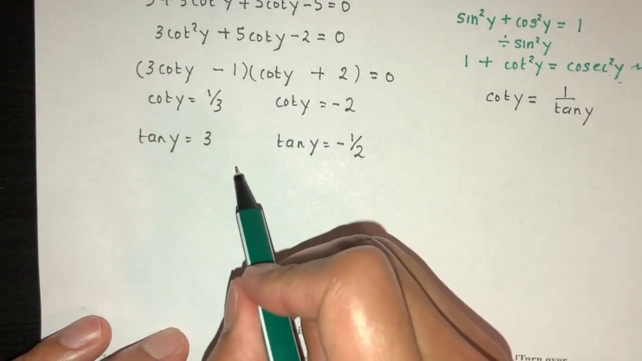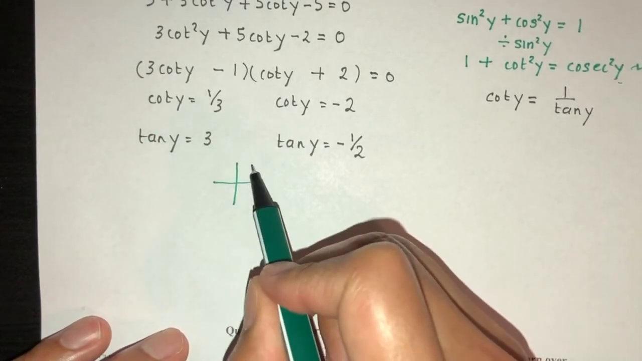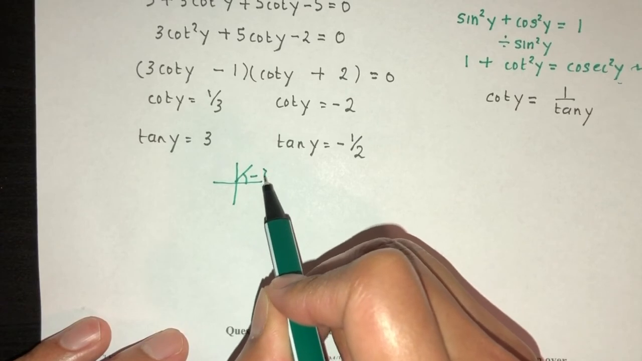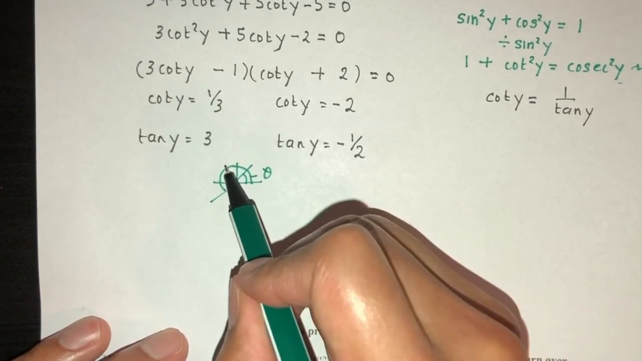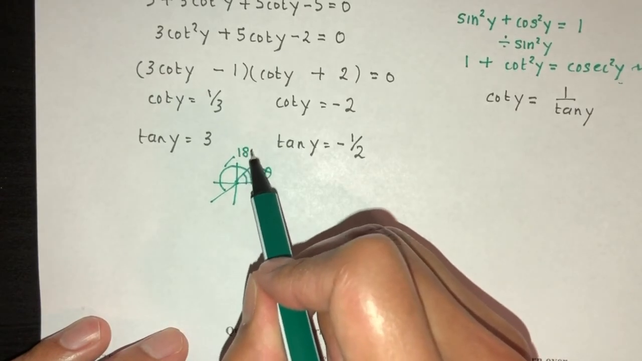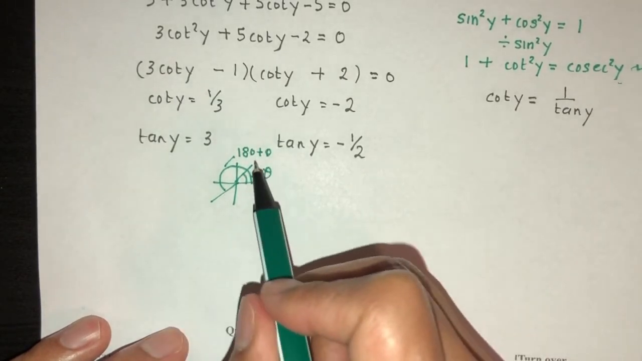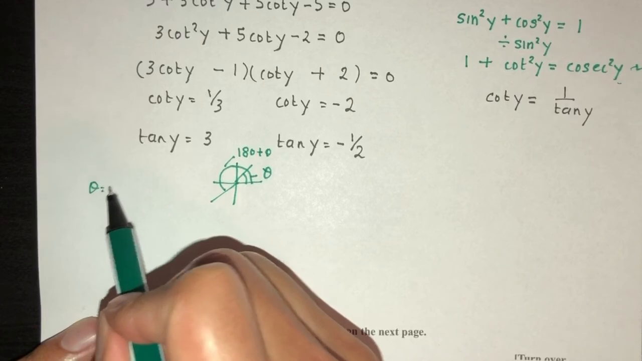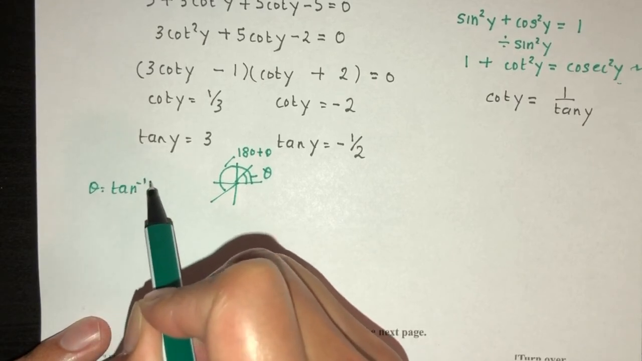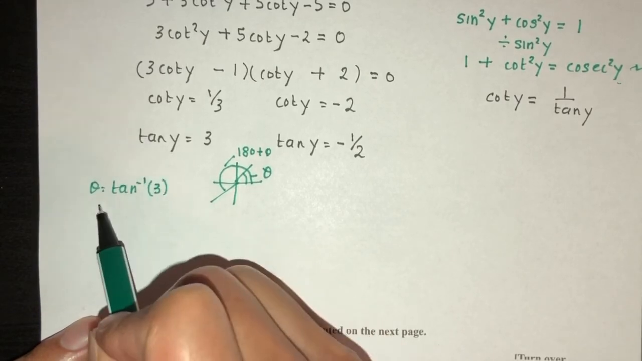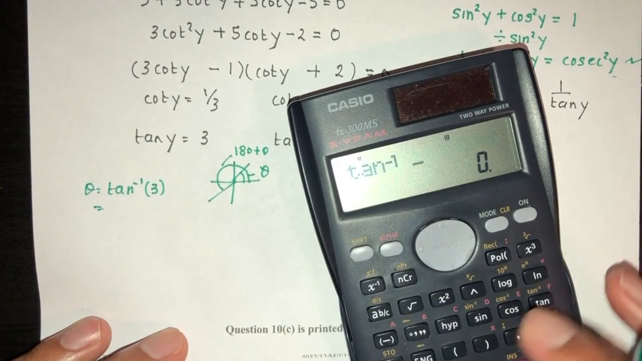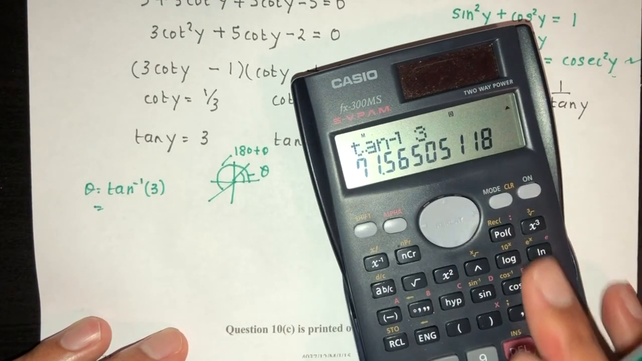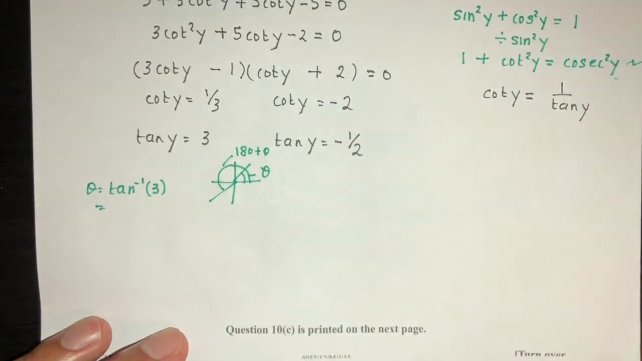So when tan is positive, it will be in your first quadrant. This is your value of theta. And in your third quadrant, the third one is 180 plus theta. Now as I mentioned, theta is tan inverse of the positive value of 3. Let's see what we get. So tan inverse of 3, that will be 71.6.